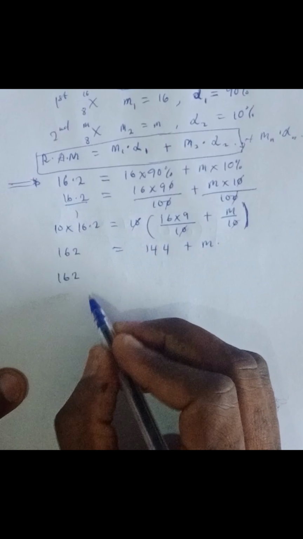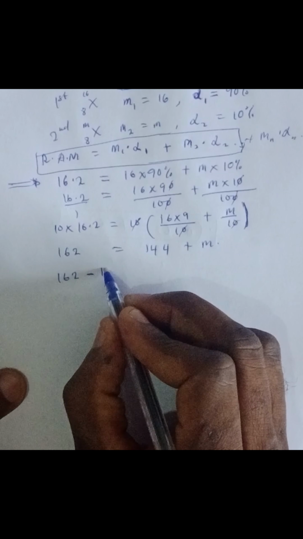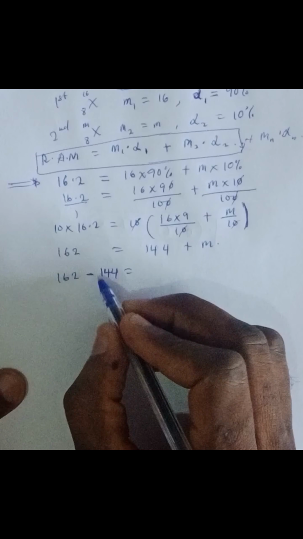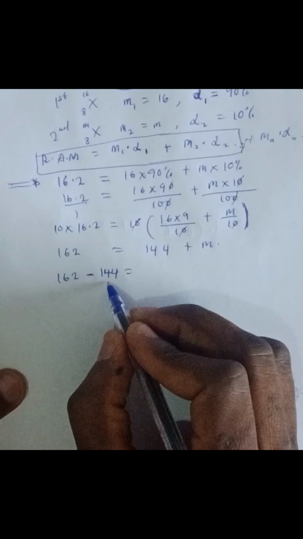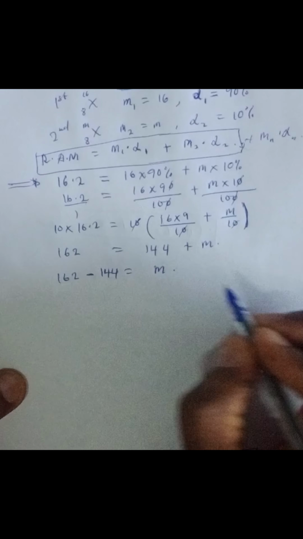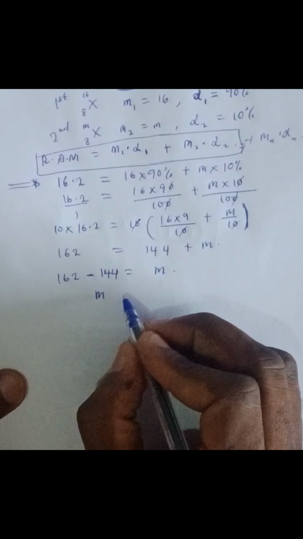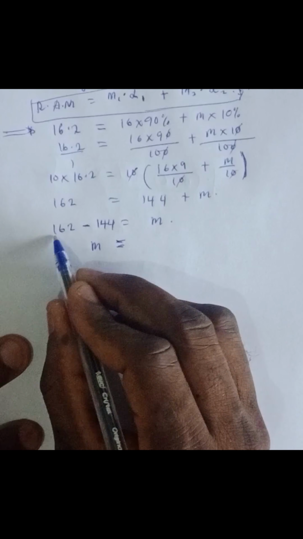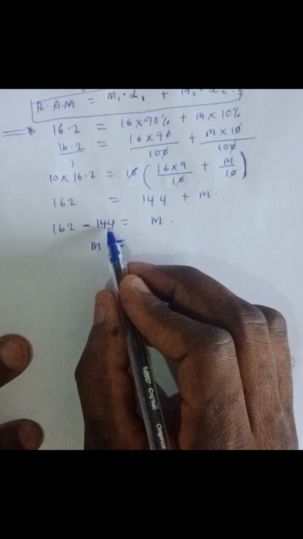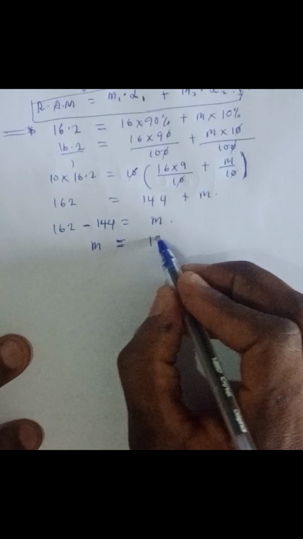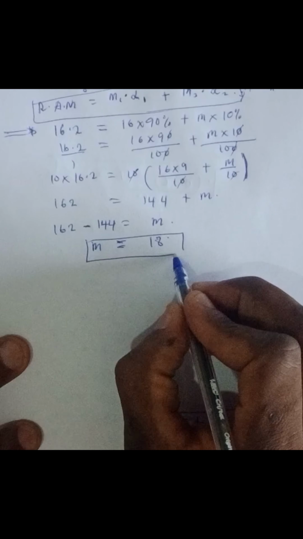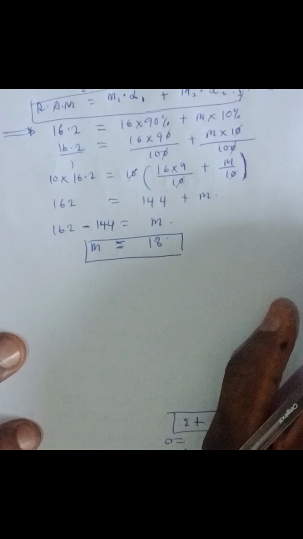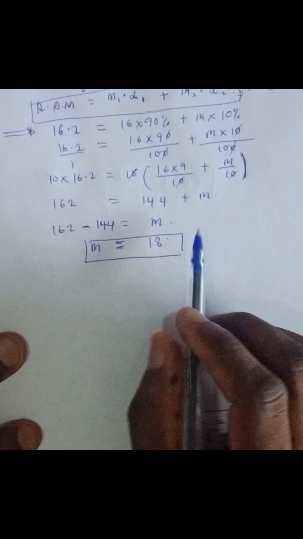If you take this 144 out, it will become minus 144. It is plus here, but when you cross the equal sign, it becomes minus. So this will be equal to m, which means our m is equal to 162 minus 144, which is 18. So 18 is our final answer, which is option B from the options given.